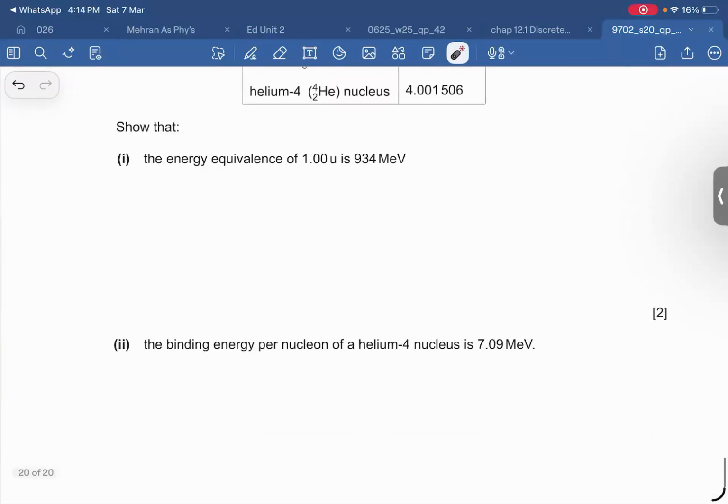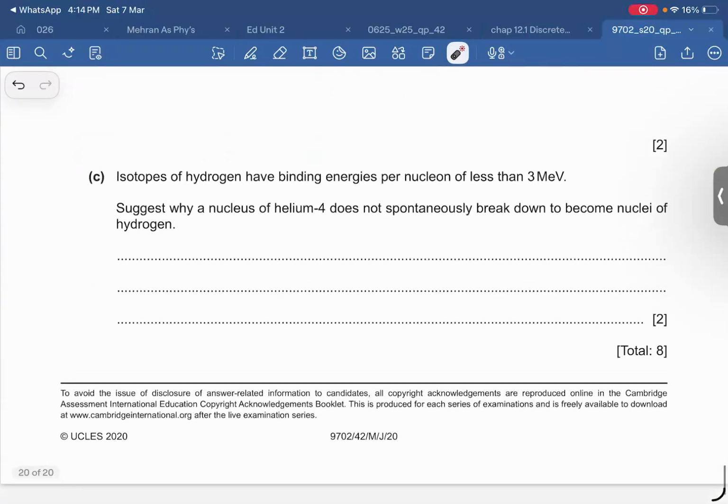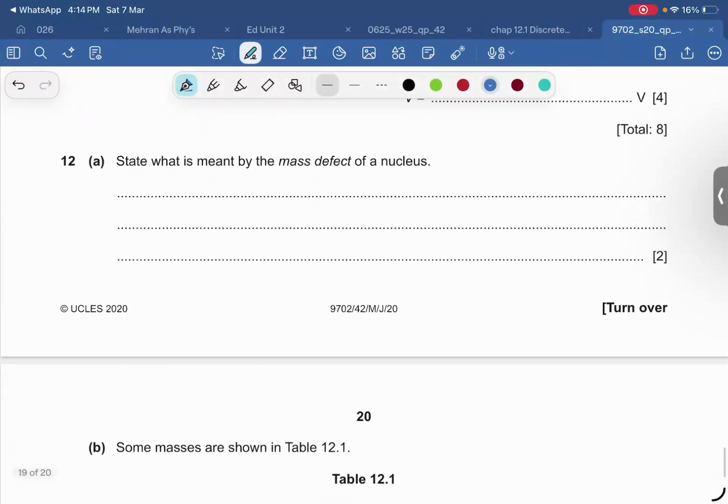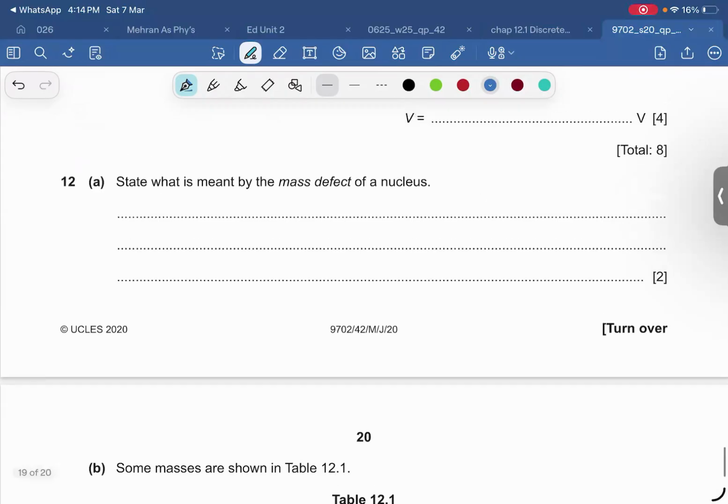Very simple. They're asking what is meant by the mass defect? Any idea? I'm not really sure of this definition for now because I have to revise this chapter.